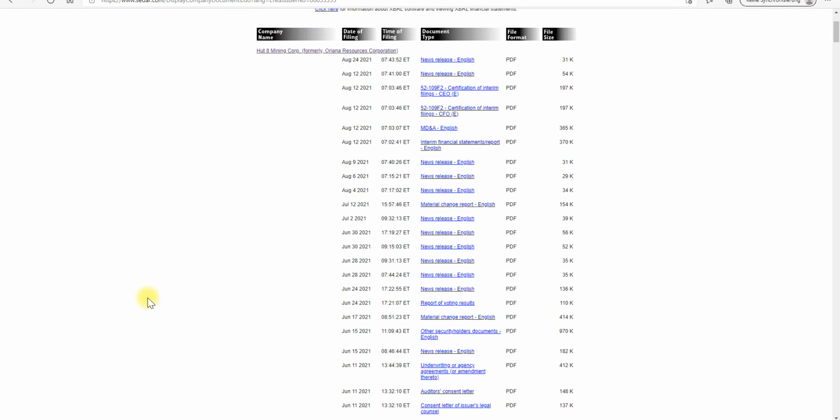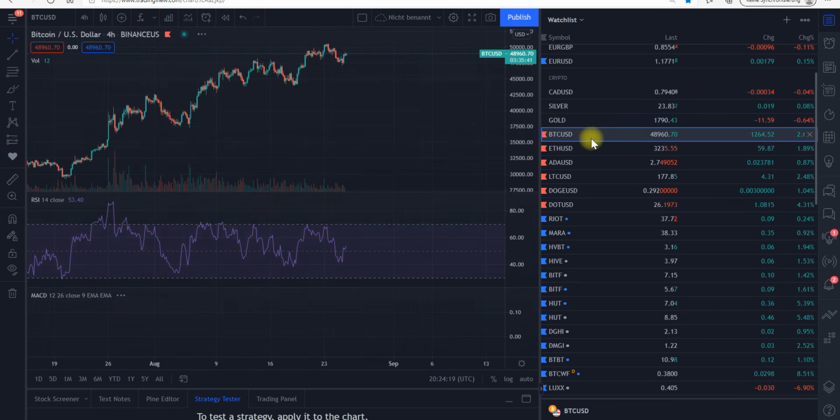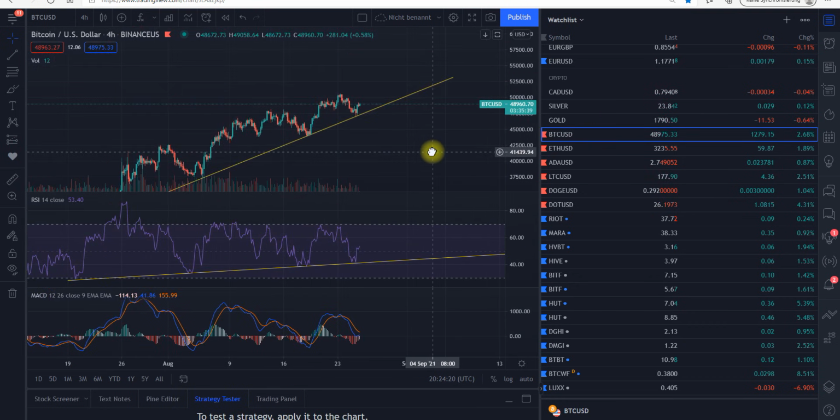Okay guys, so that was a short update today. Bitcoin close to 49,000. Hopefully we can break the 50,000 and move higher. And yeah, it looks not so bad, to be honest.